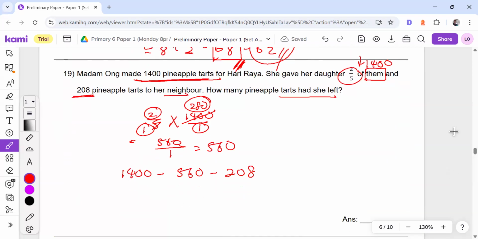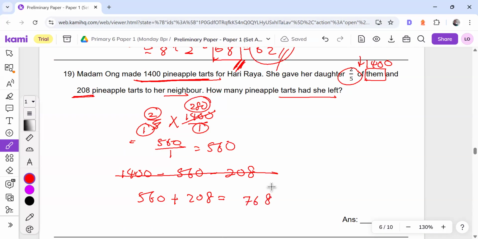All right, now Mr. Tong gives you a tip. Do less minus because minus is a bit harder than plus. Do less minus and do more plus. 560 plus 208, it is easier to plus. Then after that, get the answer. So how many did she give away? She gave away 768. Then after that, you just have to do one minus only. 1,400 minus 768. And you will get 632 tarts left.